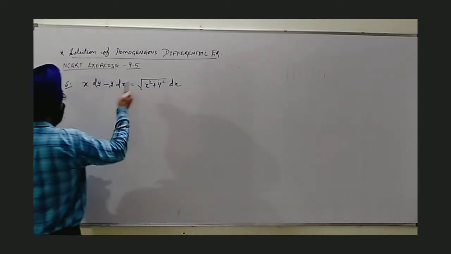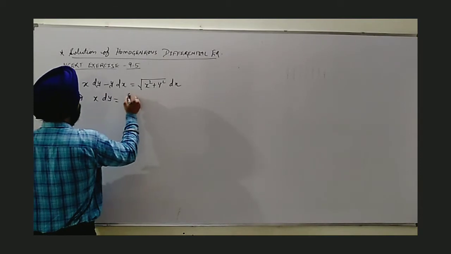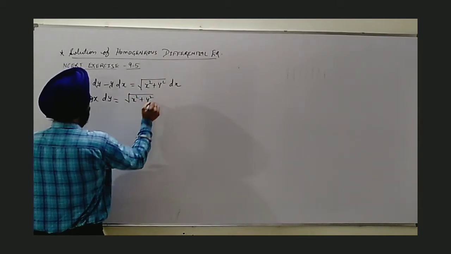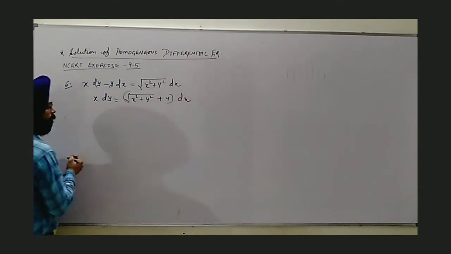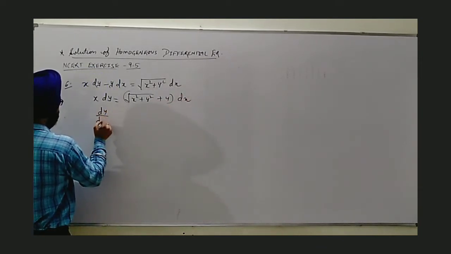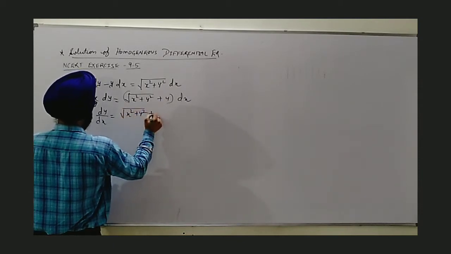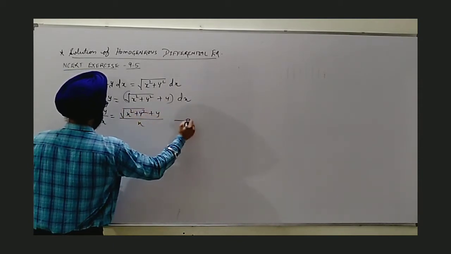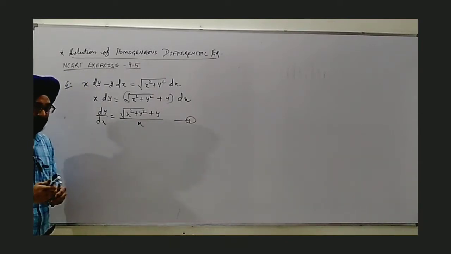Here we go. Shifting that to the right hand side, we get x dy equal to under root x square plus y square plus y, bracket dx. So the value of dy by dx is under root x square plus y square plus y upon x. Equation 1. Here I will help you out to prove this homogeneous also.